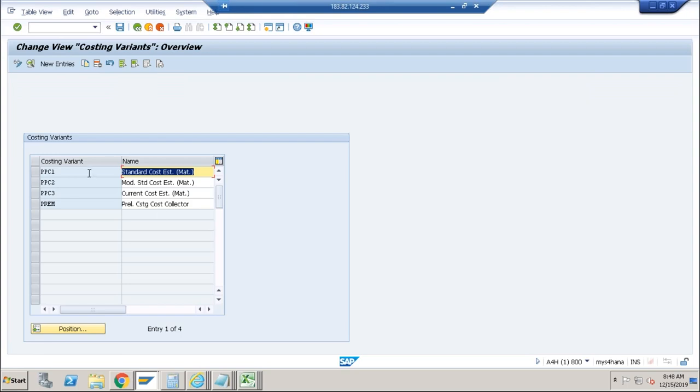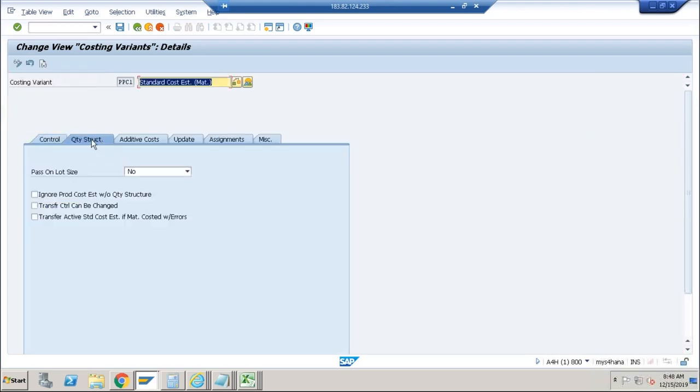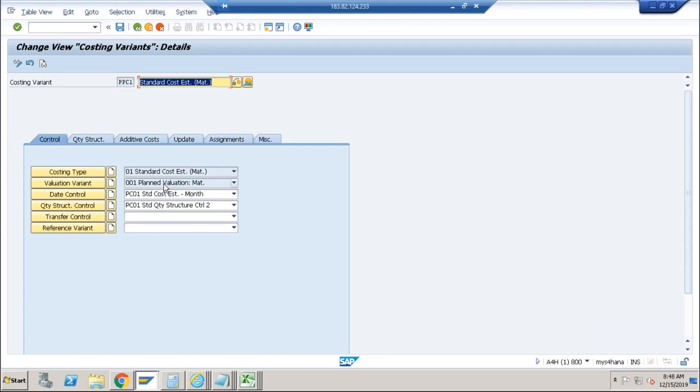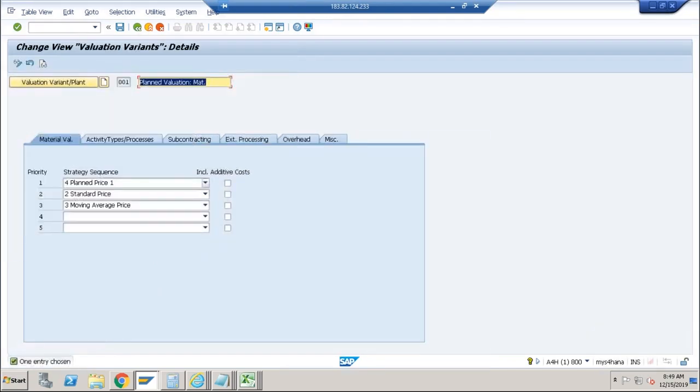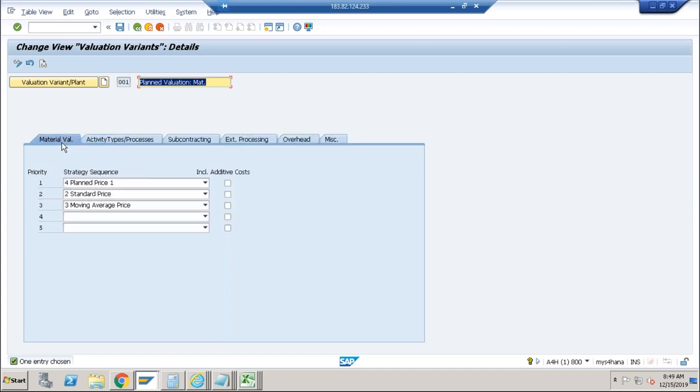Okay, yeah, let me show you one thing. So the prices are determined from here. If you go to quantity structure, no, sorry, valuation variant. So this is where the material prices come from. This is a material valuation. This is raw material valuation, and this is activity type valuation. So whenever we are going to do the costing of the finished product, all the raw materials will be planned according to this price.